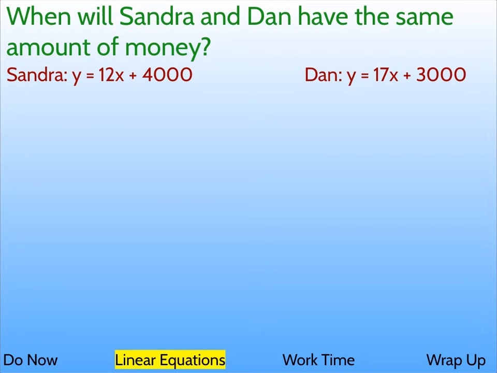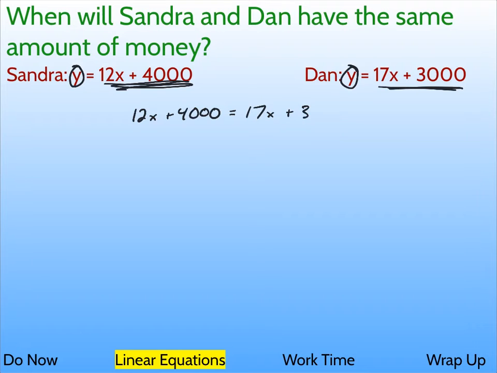So the question we want to answer now is, when do they have the same money? And remember, y tells us the money. So we want to know, when are these the same thing? Or in other words, when are these equal to each other? So we just write 12x plus 4,000 equals 17x plus 3,000.